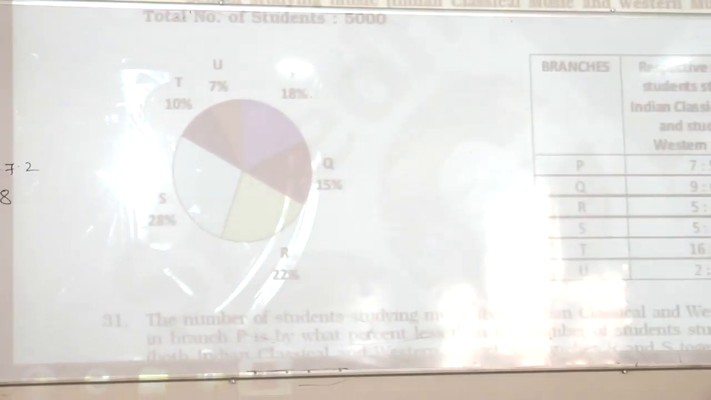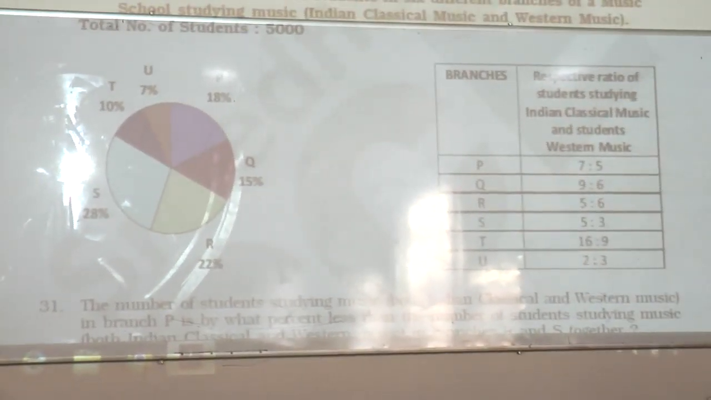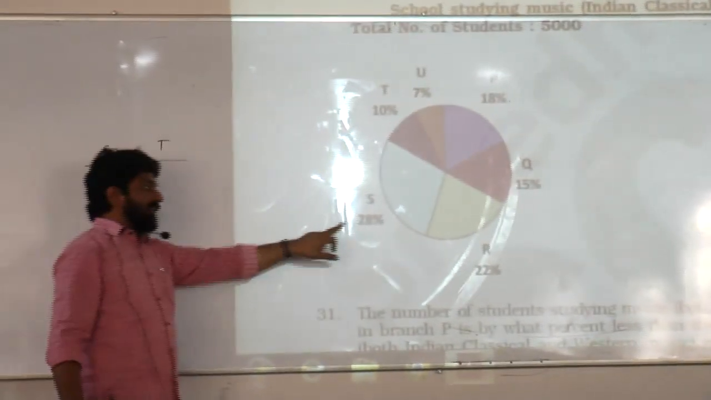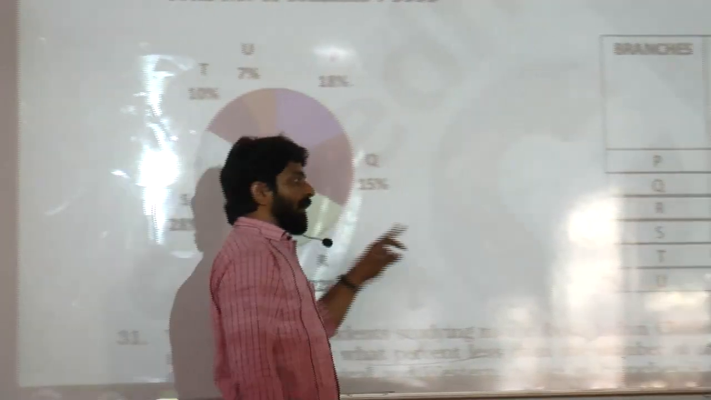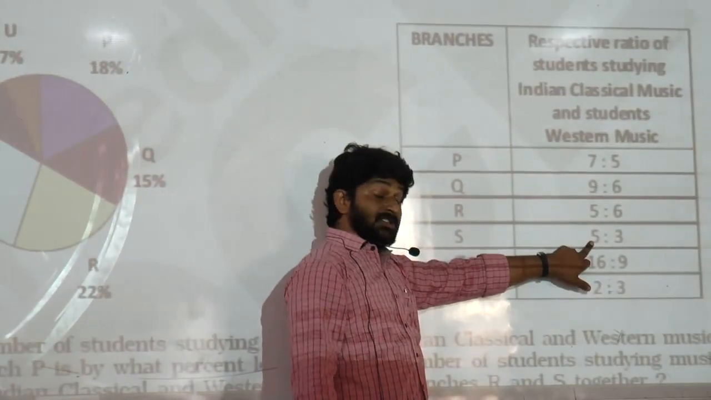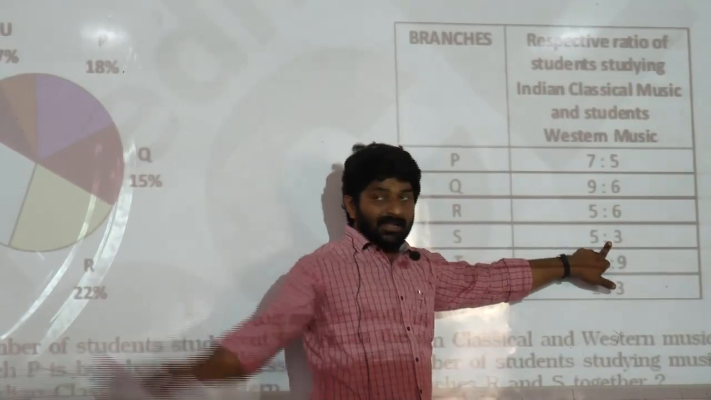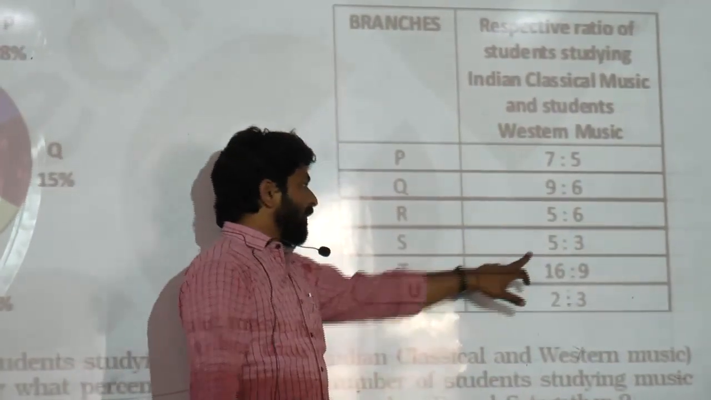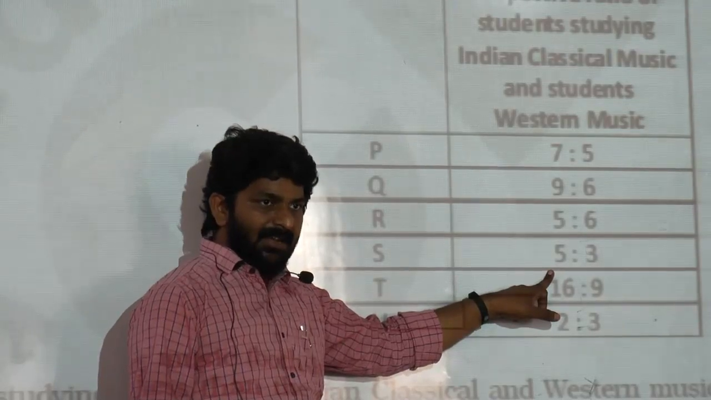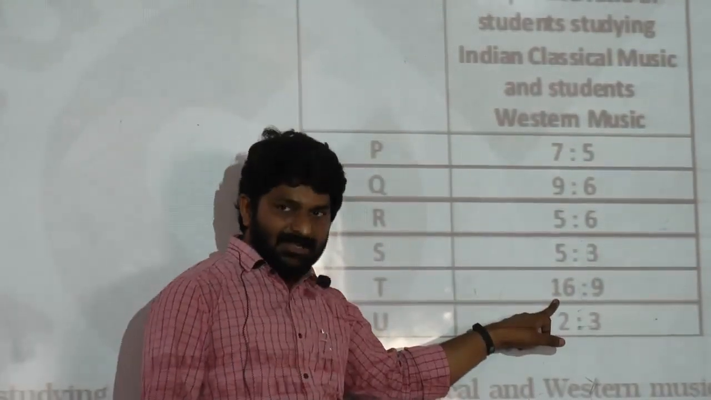What is the difference between the total number of students studying Indian classic music in branch S and branch T together, and the total number of students studying Western music in the same branches together? S and T. You are asked about the difference. Now, in S total percentage is 28%. And how many parts do we have? 8 parts. 5:3. Right? This is the ratio between Indian classic and Western music. And the other one is T. Here, Indian versus Western music. We have more Indian classic music players, right? And for T also we have more Indian classic, right?